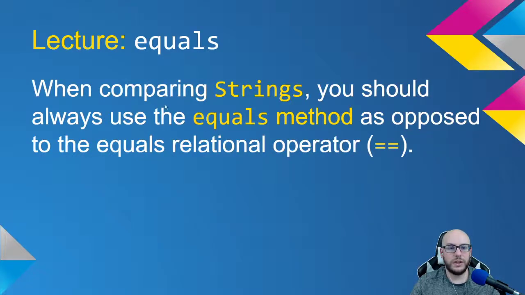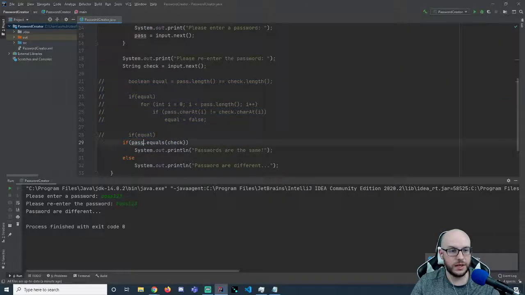When comparing strings, you should always use the equals method as opposed to the equals relational operator. Something I'll note is that the equals relational operator, that is saying pass equals check, this doesn't do what you want it to do. And I really just want to leave it at that.